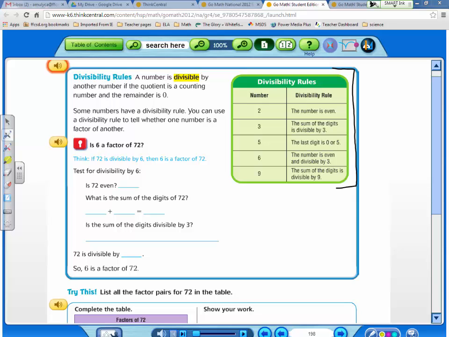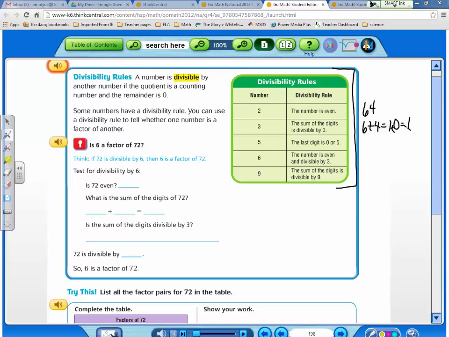I know that a number is divisible by 2, meaning if I divide by 2 I will have no remainder, if the number is even. So if I have 64, I know it is divisible by 2 because that's an even number. I can check for divisibility by 3 if the sum of the digits is divisible by 3. So if I stayed with 64, I would say 6 plus 4 equals 10. And I could even keep going. 1 plus 0 is 1. And I would say, no, 1 is not divisible by 3.